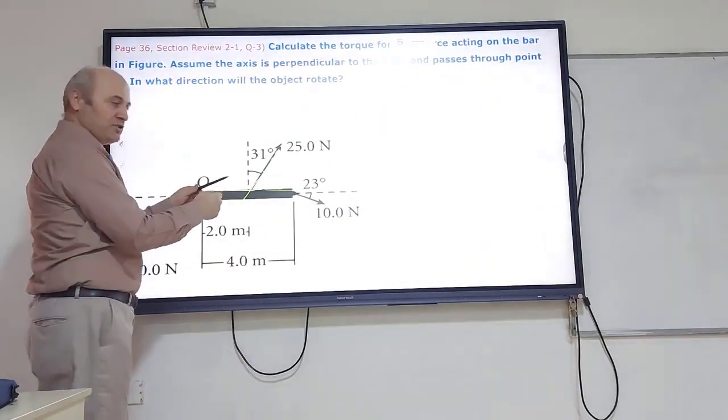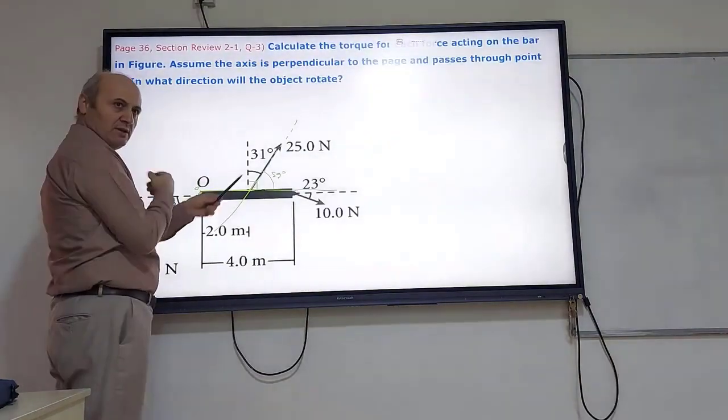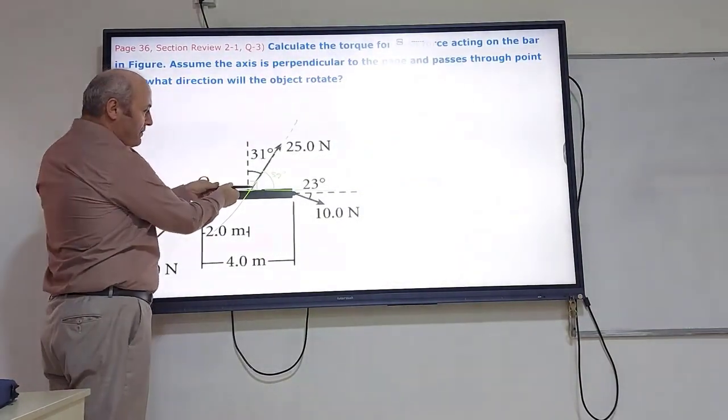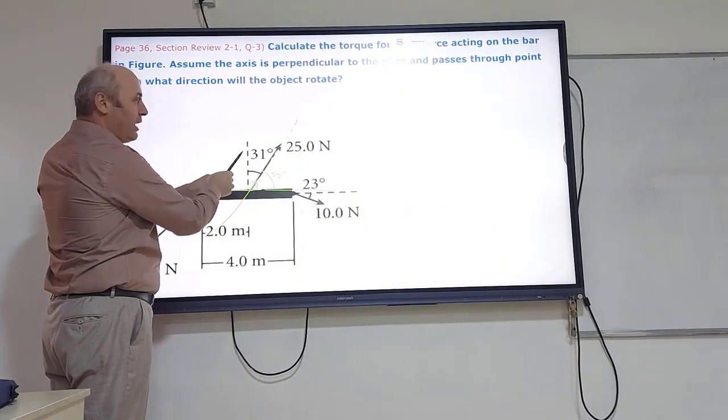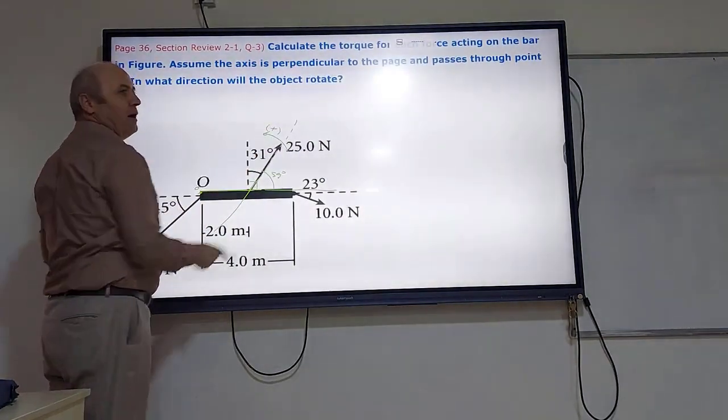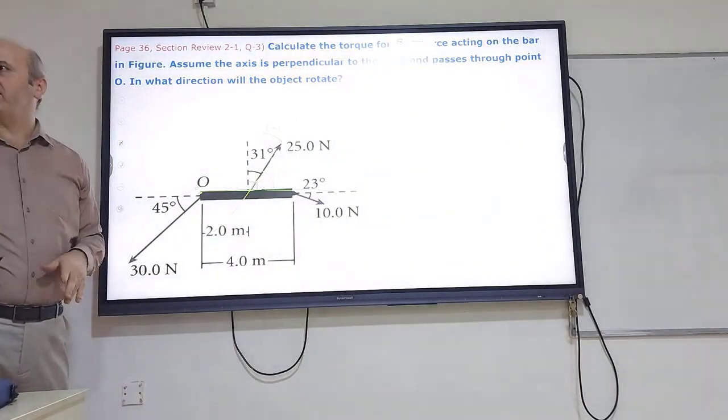And direction of rotation. Where is the axis of rotation? On the left. Hold your pen from the left and push your other end in the direction of the force. Counterclockwise, that is. After that, you are going to add them all to find the net torque.